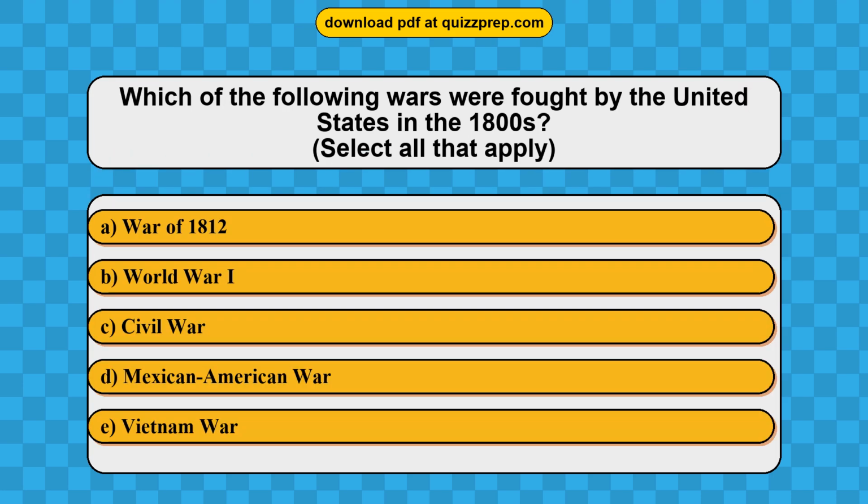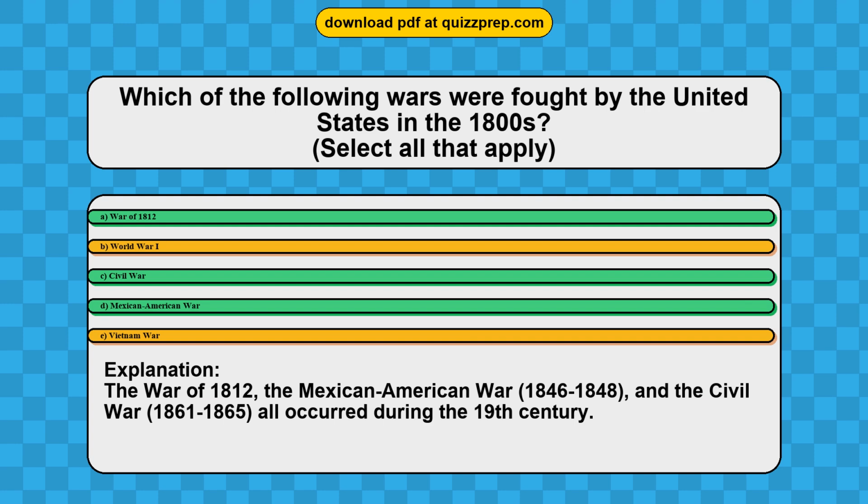Question 9. Which of the following wars were fought by the United States in the 1800s? Option A. War of 1812. Option B. World War I. Option C. Civil War. Option D. Mexican-American War. Option E. Vietnam War. The correct answers are options A and C and D. War of 1812, Civil War, Mexican-American War. The War of 1812, the Mexican-American War, 1846 to 1848, and the Civil War, 1861 to 1865, all occurred during the 19th century.